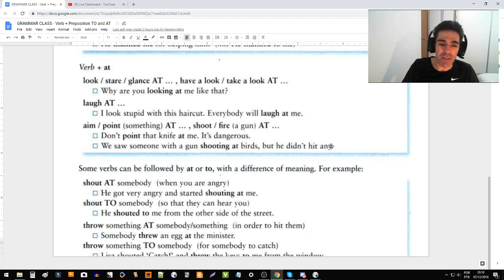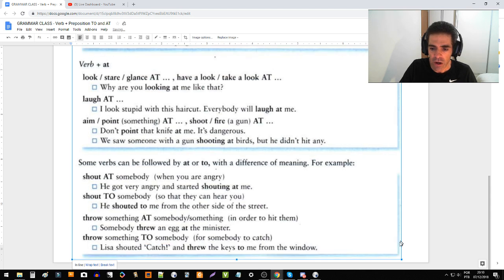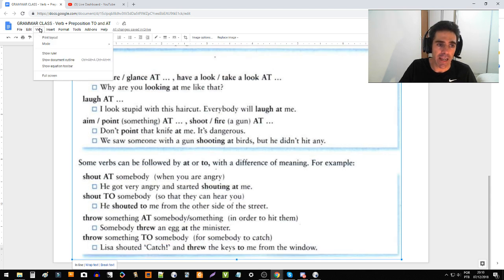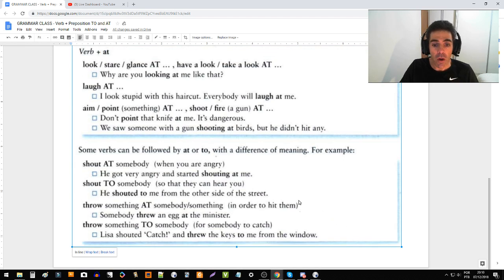So some verbs can be followed by "at" or "to," so you can have both situations, with a difference in meaning. So there is a difference in meaning when we follow with "at" or with "to." So let's see how the meaning changes.